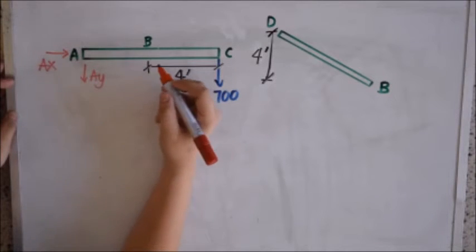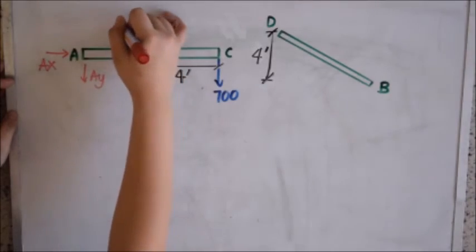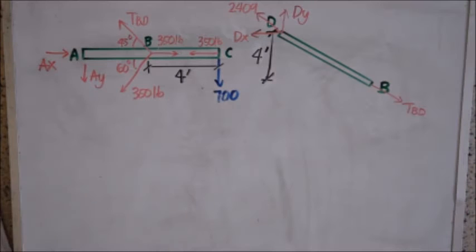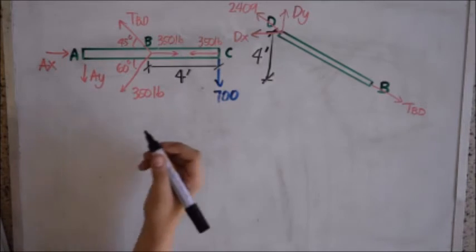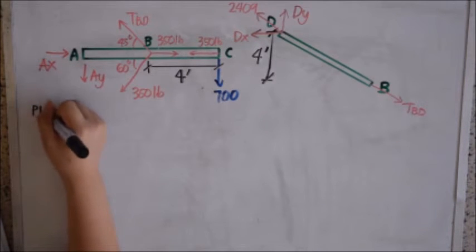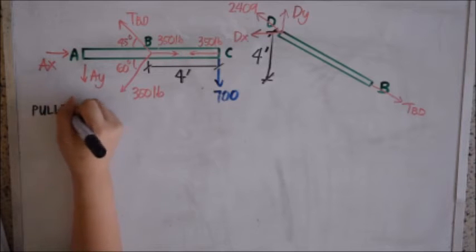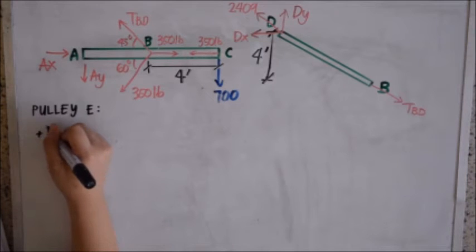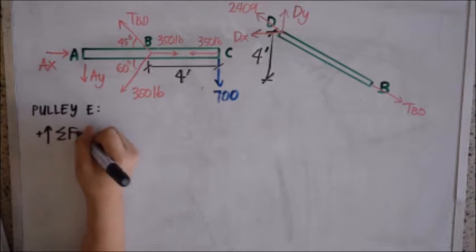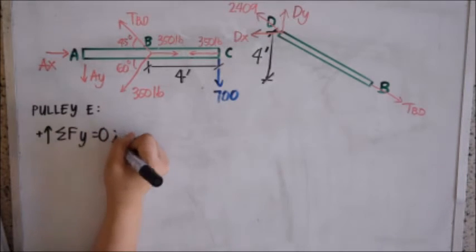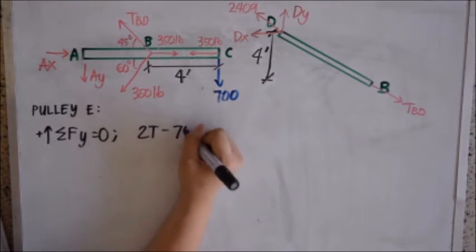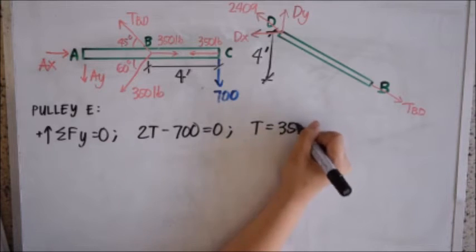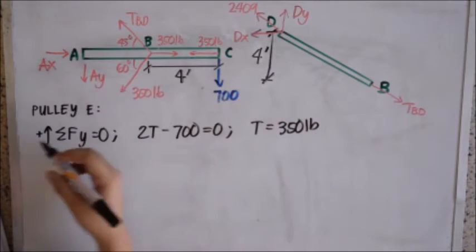First off, draw all the possible reactions of the wall principle. Sa solution natin, in-isolate yung beam ABC kung nasaan yung cable at yung member BD. Para makuha natin yung tension sa cable, mag-summation Fy lang tayo. So, summation of f of y is equals to 0. 2T minus 700 is equals to 0. So, ang tension sa cable is equals to 350 pounds.